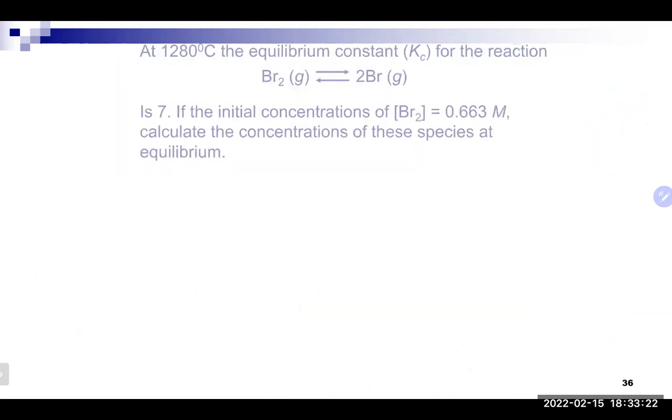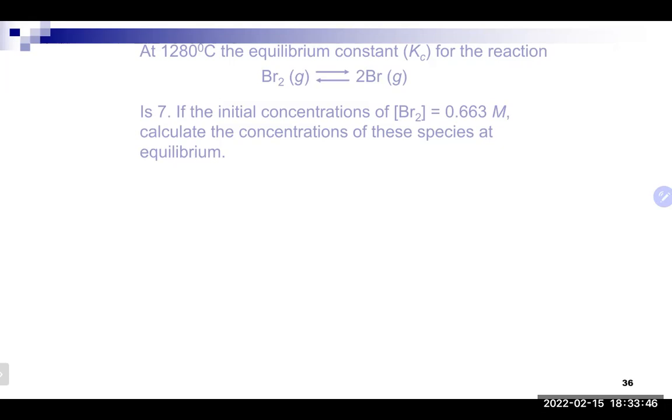All right, let's take a look here. We're going to look at this problem. At 1260 degrees Celsius, not really important, the equilibrium constant for the following reaction is 7. If the initial concentration of Br2 is 0.663, we want to calculate everybody's equilibrium concentrations.